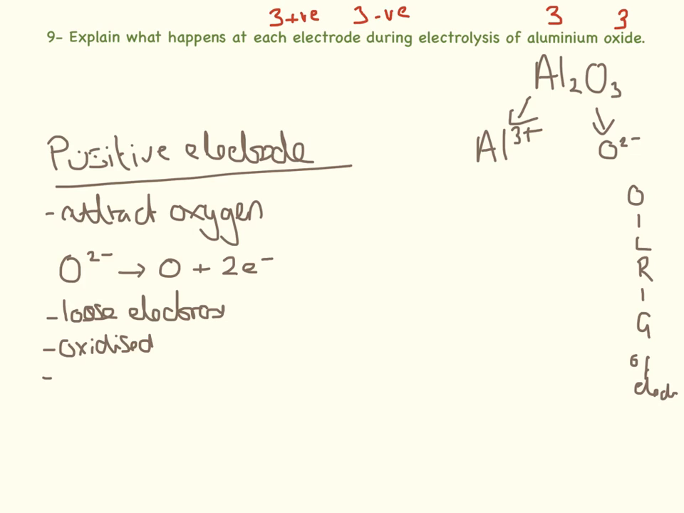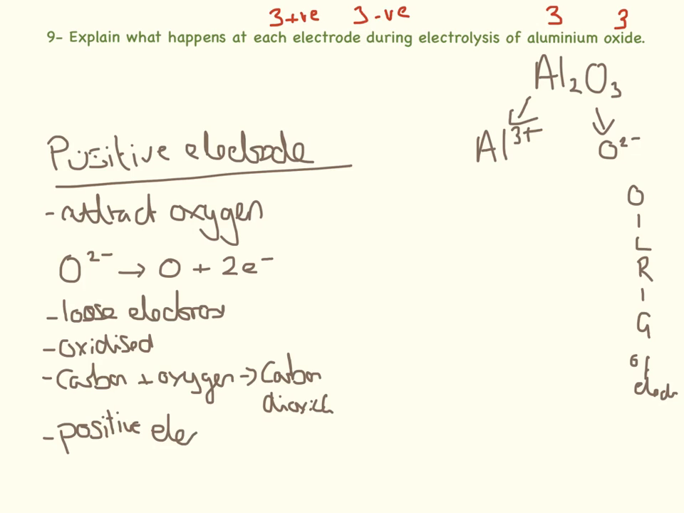oxidized. Now hopefully you remember that the positive electrode is made of carbon, so carbon plus oxygen is going to turn into carbon dioxide. And the other thing you need to know is that the positive electrode wears away. This is because the positive electrode reacts and turns into carbon dioxide.